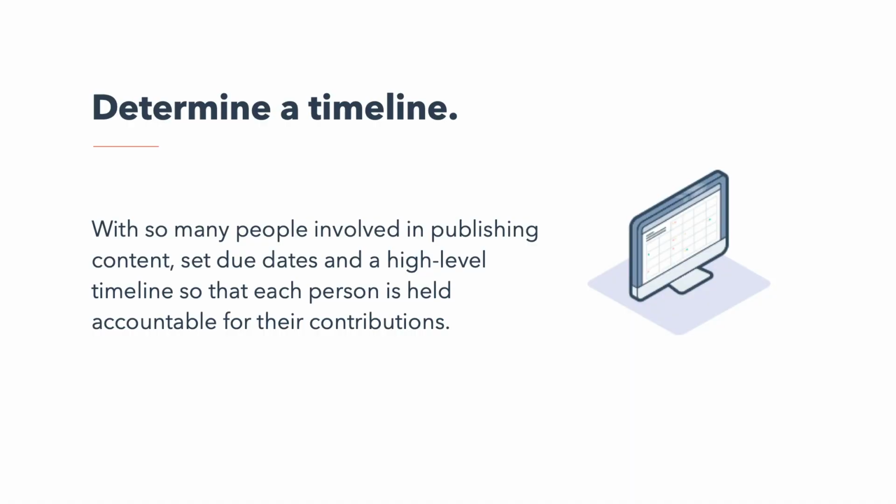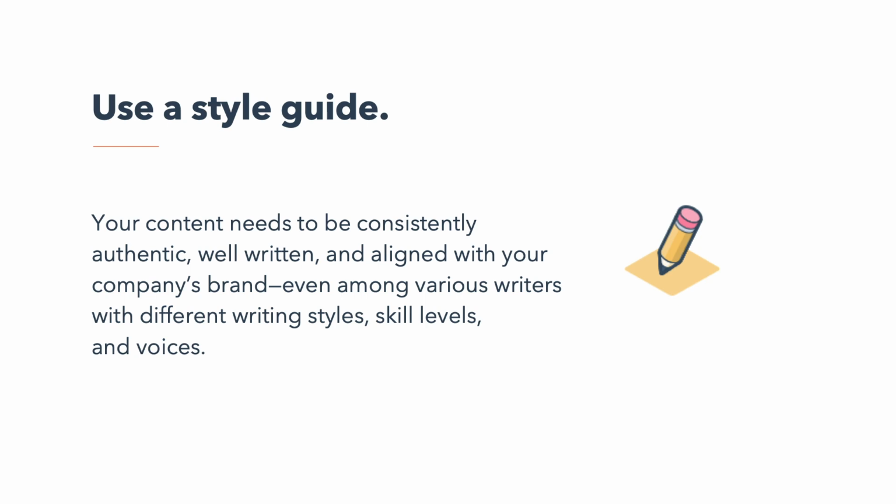Determine a timeline. With so many people involved in publishing content, set due dates in a high-level timeline so that each person is held accountable for their contribution. In many content environments, one missed deadline affects everyone's work. To keep your team agile and conscious of their deadlines, share a rough timeline with the team, get everyone's buy-in, and then finalize it.